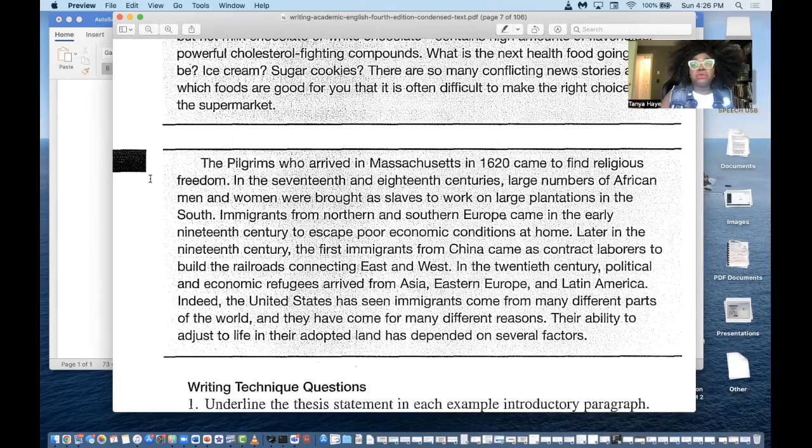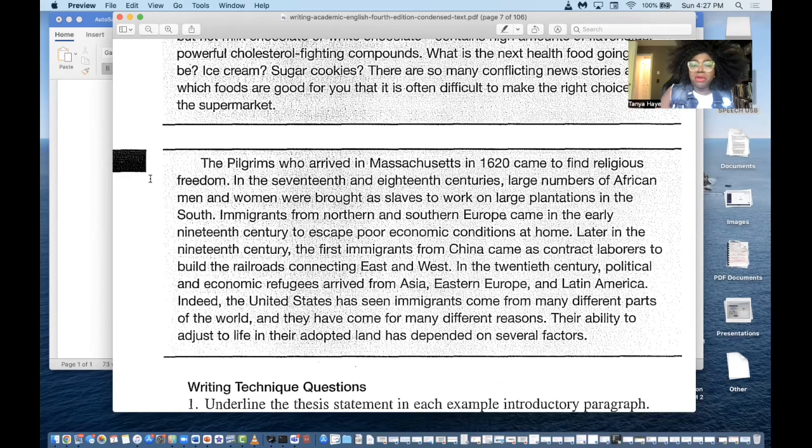Or you may choose to do an introduction where you use historical information. And so let's look at an example of that. The Pilgrims who arrived in Massachusetts in 1620 came to find religious freedom. In the 17th and 18th centuries, large numbers of African men and women were brought as slaves to work on large plantations in the South.